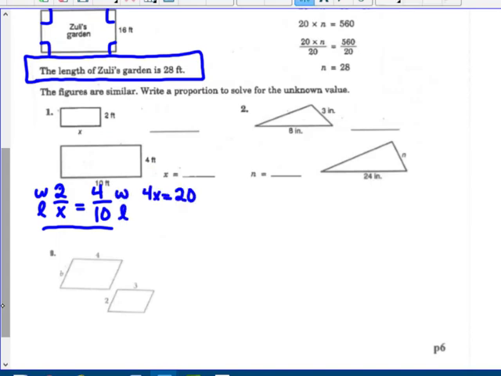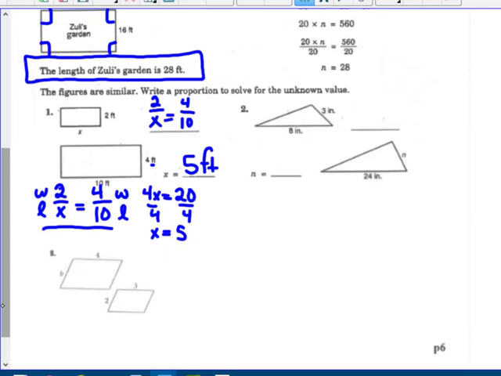The first blank here is for your proportion. So 2 is to x, width is to length, as width is to length. And solving it, 4 times x, the product of the means, equals the product of the extremes. 2 times 10 is 20. So when I divide by 4, I know that x has to equal 5. And this is geometry, so we need to make sure we put labels on it. And the label is feet, so 5 feet.